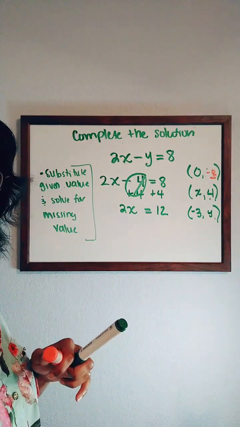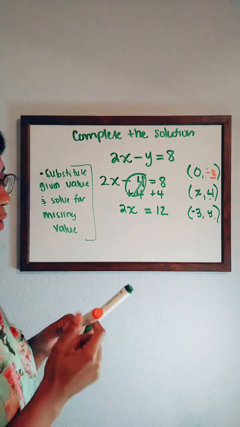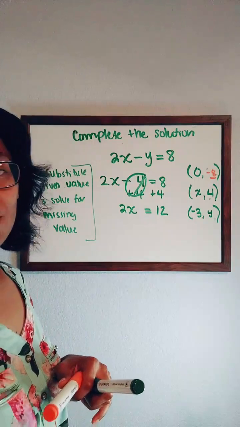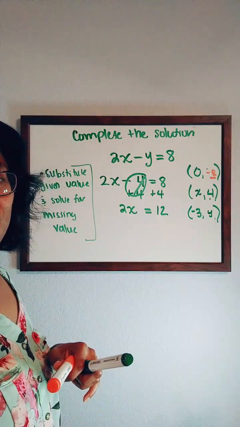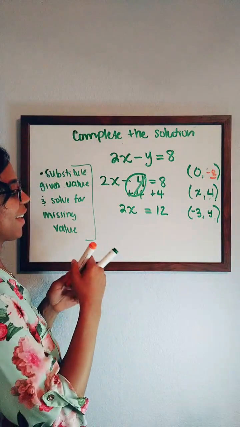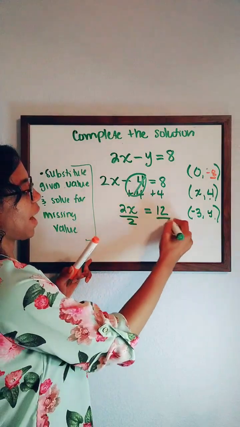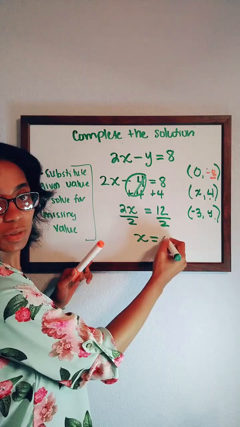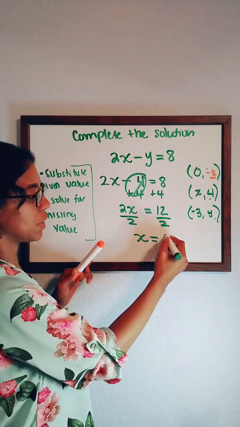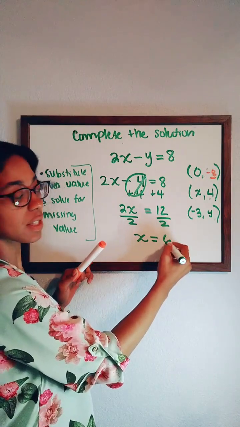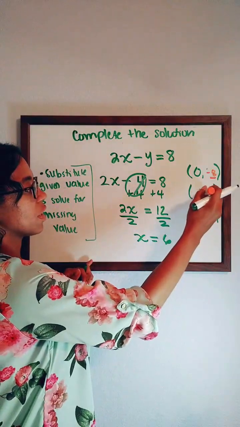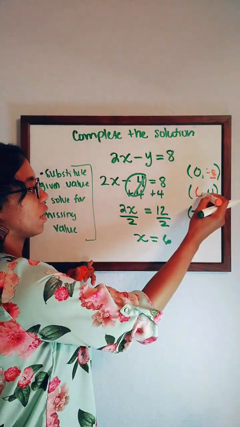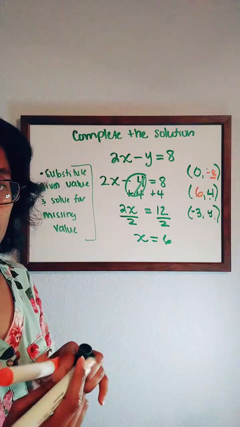Divide by 2. Divide by 12 and x is equal to 12 divided by 2, which is 6. So then this answer here would be 6. Very good, everybody. Does that make sense?